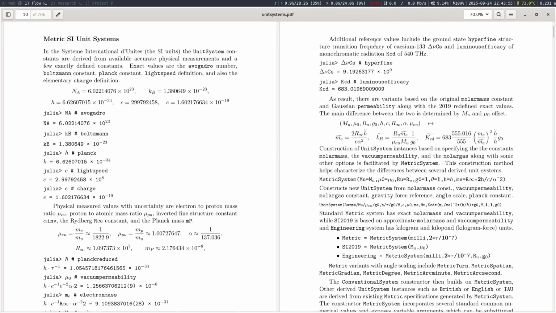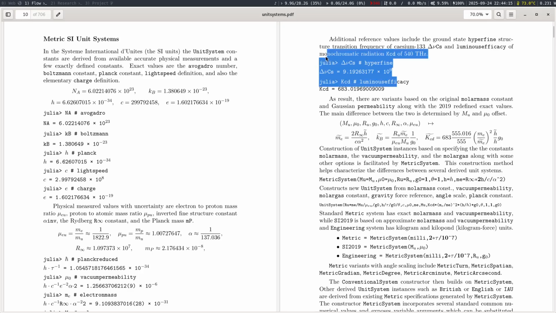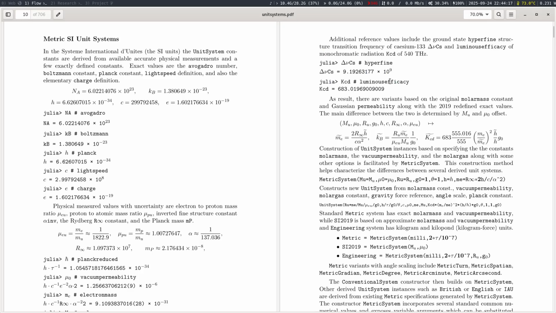Additional reference values include the ground state hyperfine structure transition frequency of cesium-133, delta nu CS, and the luminous efficacy of monochromatic radiation, KCD, of 540 terahertz. So these are further fundamental constant definitions that are foundational building blocks.